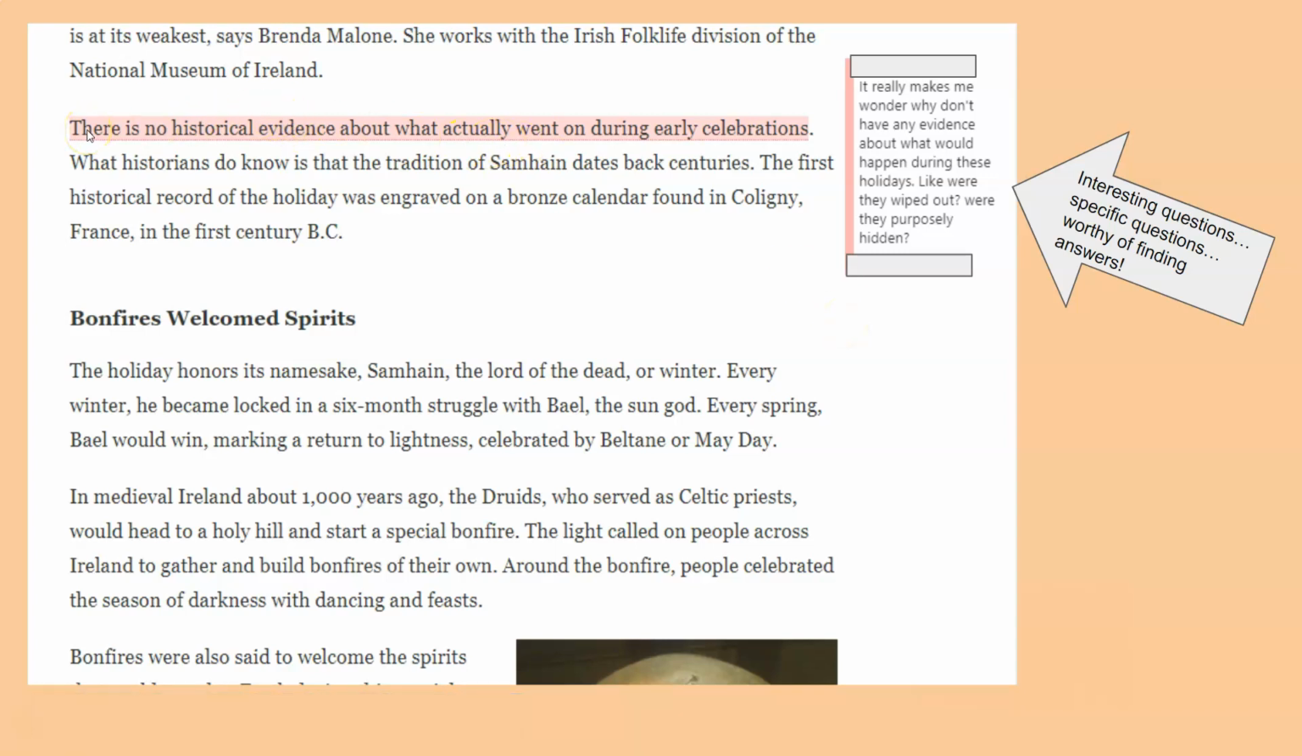Okay, so this student, this is a question because it's in pink. They have highlighted, there is no historical evidence about what actually went on during early celebrations. So this is the paragraph about how we don't have specific information. We just kind of have to guess from the clues that we find from ancient Celts.